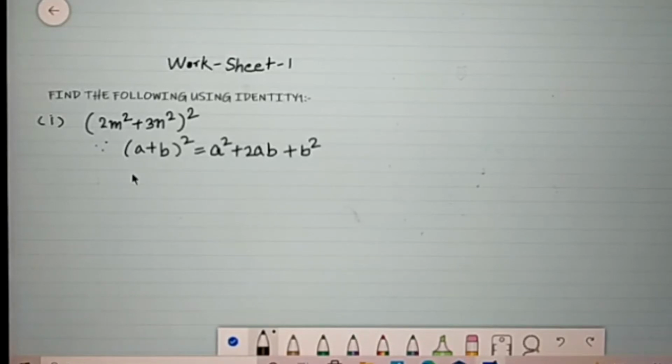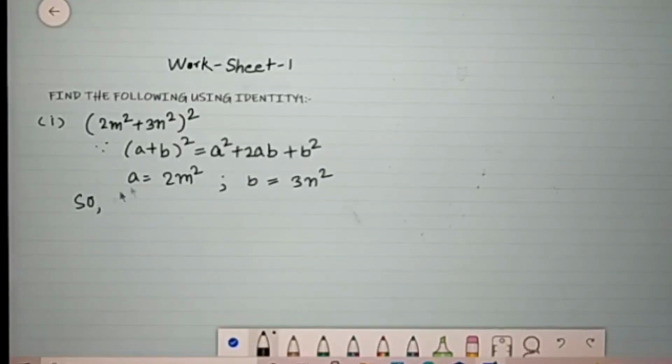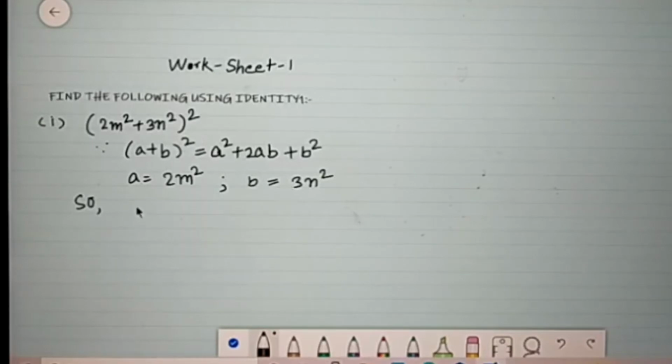So we compare and we get a is equal to 2m square, the first term, and b is equal to 3n square, the second term. So let's expand this identity. We have the (a + b) whole square formula, which we apply to this expression: a square of the first term plus 2 into the first term into the second term plus the square of the second term.